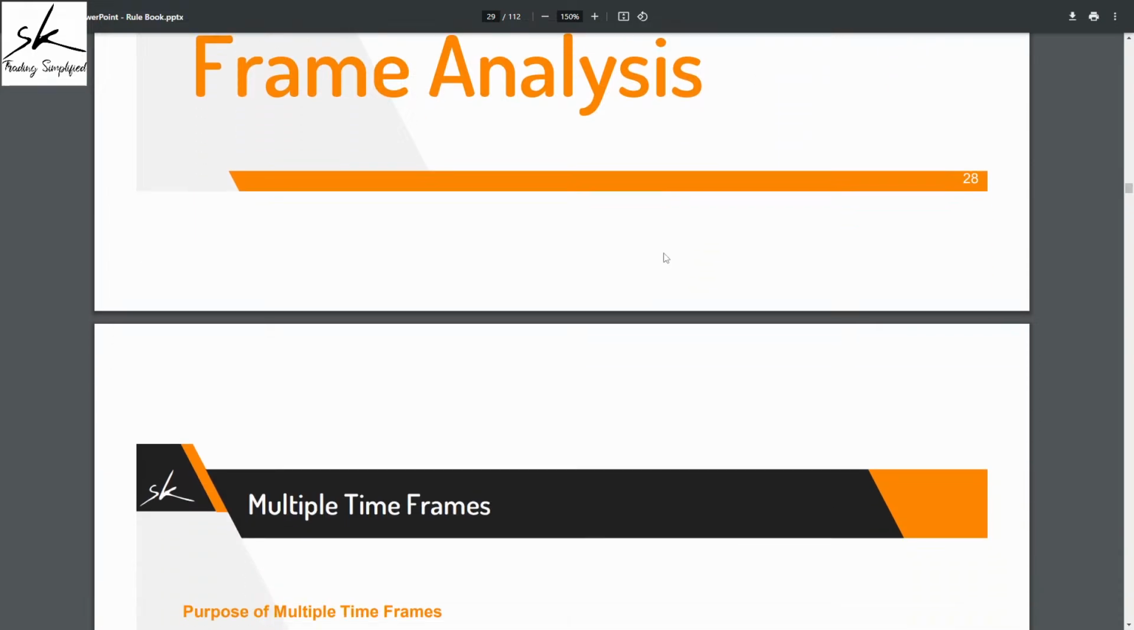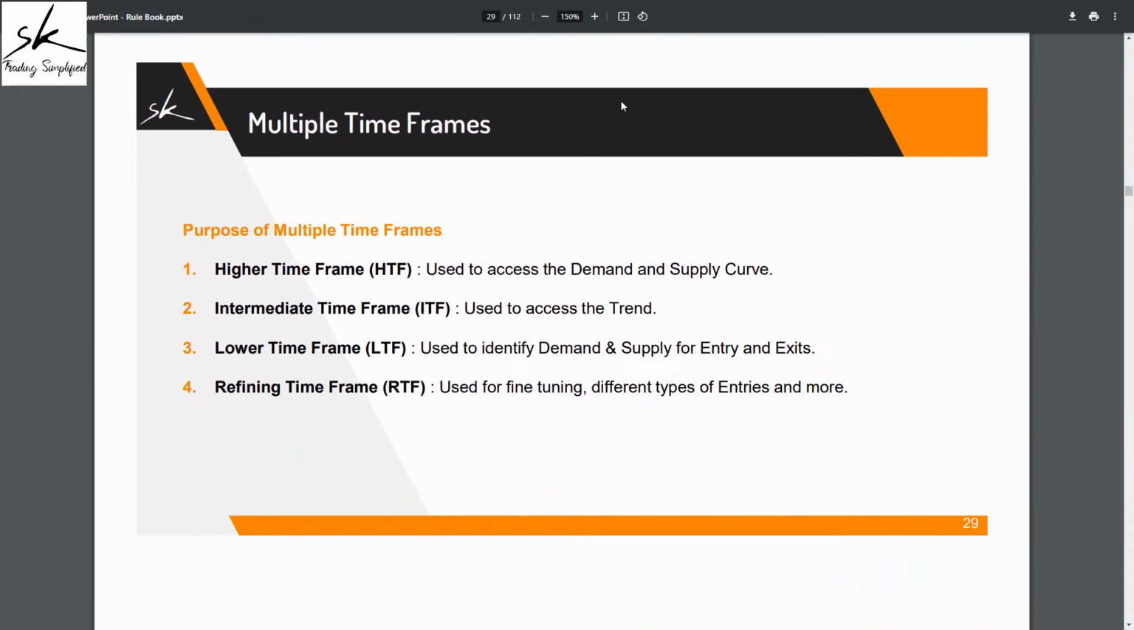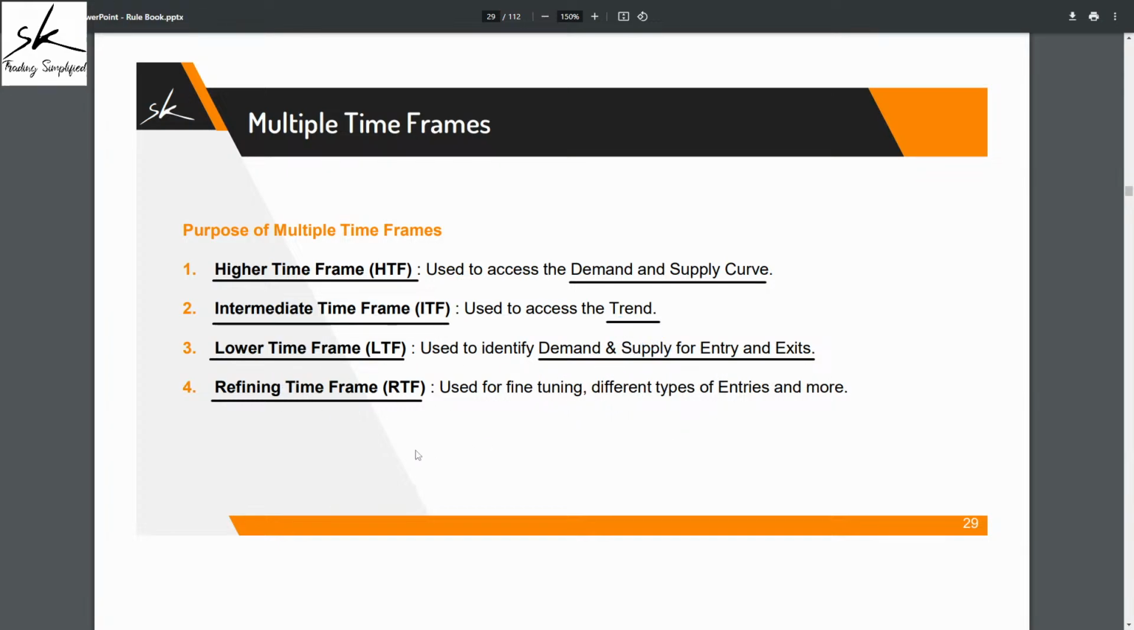So what are the multiple time frames that we use? We use a minimum of 4 different time frames, and we call them the higher time frame HTF, intermediate time frame ITF, lower time frame LTF, and the refining time frame RTF. Higher time frame is used for demand supply curve analysis, intermediate is used for trend analysis. On the lower time frame, we identify our areas of demand and supply for our entries and exits. And the refining time frame can be used for multiple purposes like fine tuning the zone, different kinds of entries like your type 2, type 3 entries, or in case we need to apply some additional rules, that is also where this time frame can help us.